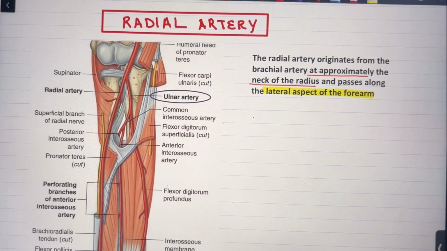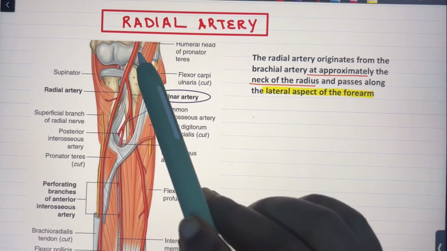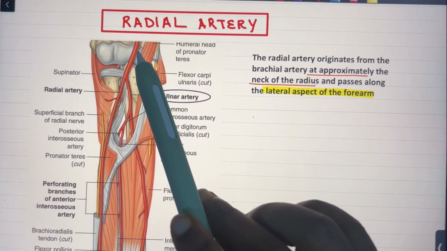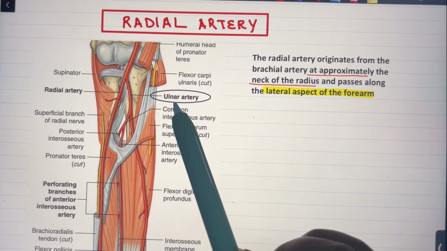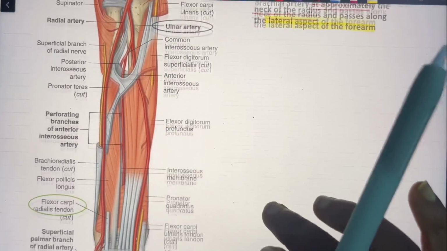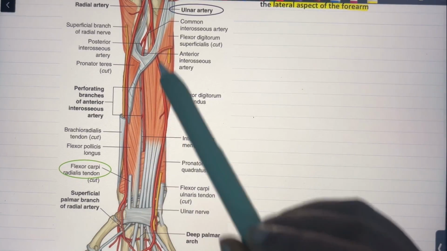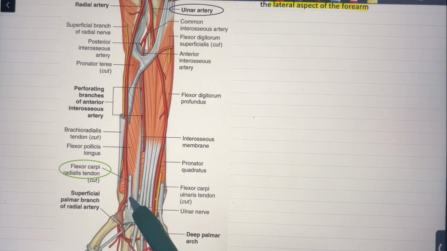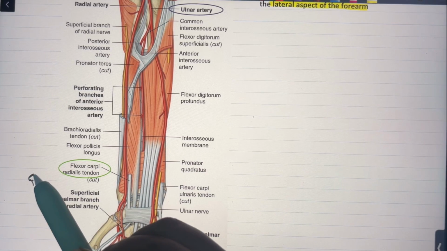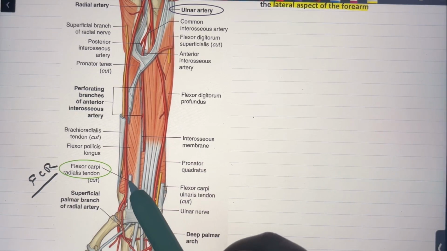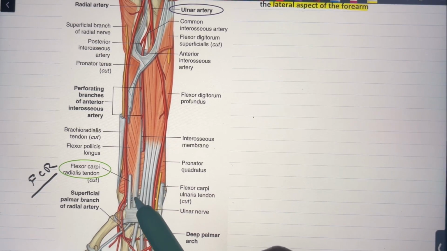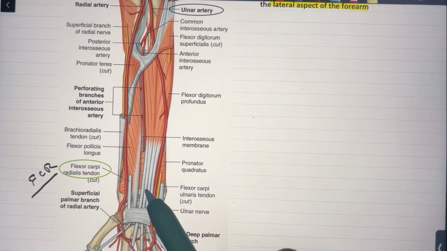Okay. Then we will see the radial artery. Here, this is the radial artery. At the level of the elbow joint, the brachial artery divides into the radial artery and the ulnar artery. In the distal forearm, the radial artery lies immediately lateral to the large tendon of flexor carpi radialis. This is the flexor carpi radialis tendon, and lateral to it is the radial artery, which is anterior to the pronator quadratus muscle.